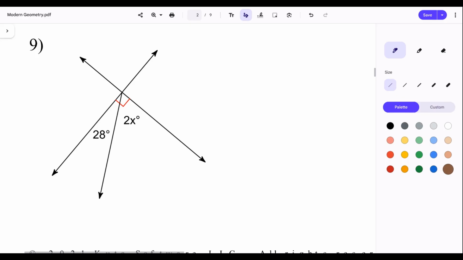Okay, if I'm looking at this one, I notice that little red box right away. And what does that tell us about the picture? It's 90 degrees there, okay? So these two angles, the 2x and the 28, they're in that spot that's making that red box. So those two together should add up to 90 degrees. So I'm going to go ahead and set this up by adding 2x plus 28, and we're going to set that equal to 90.